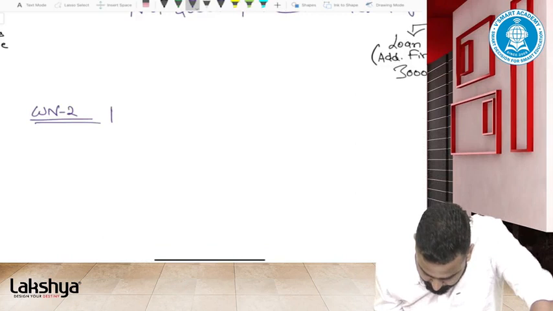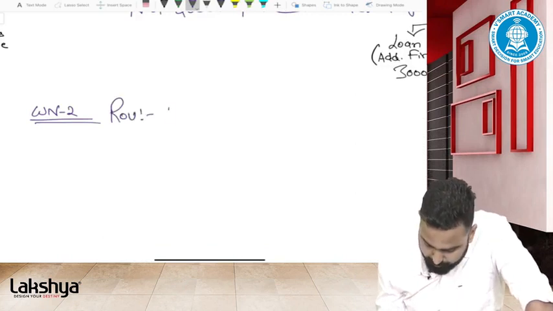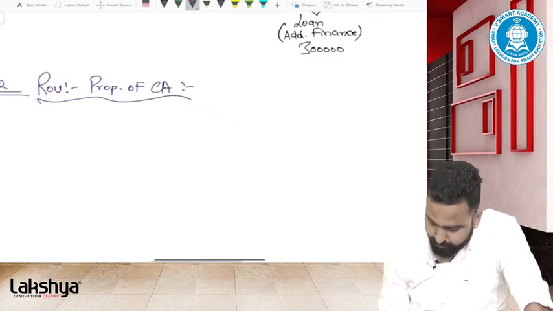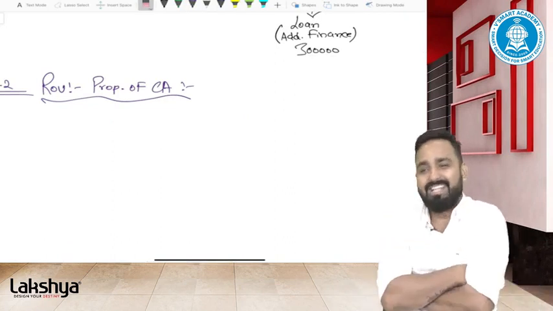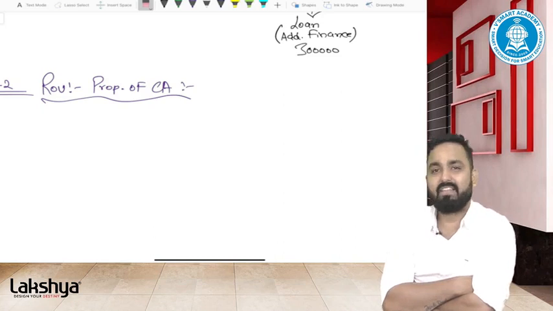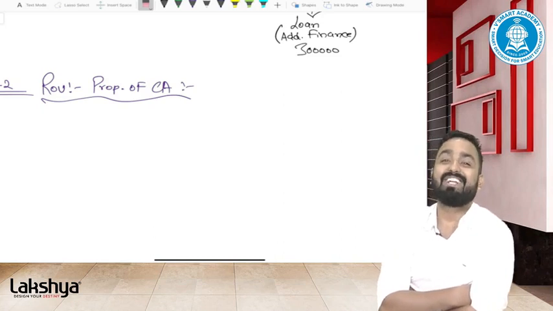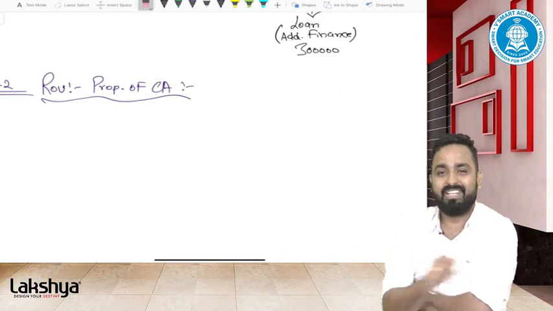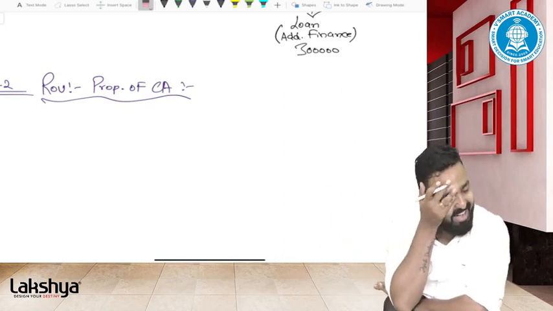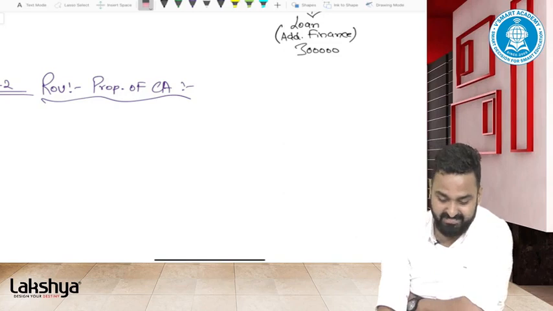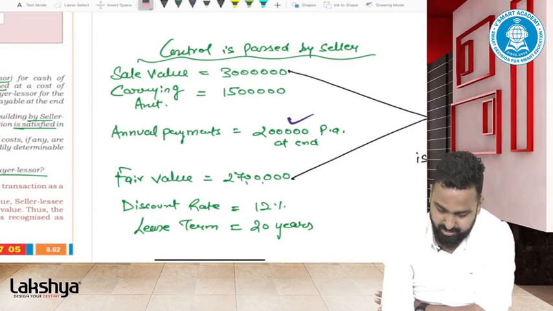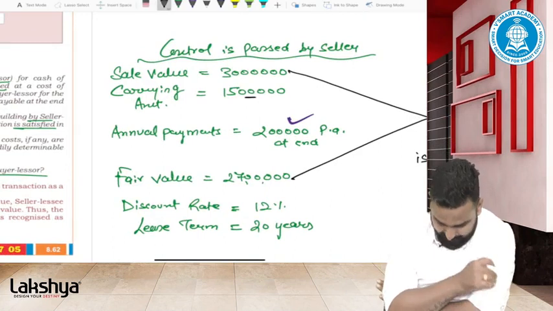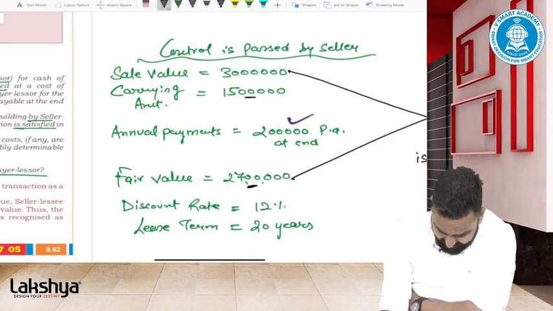ROU. Proportion of carrying amount. So, no. Please tell me the figures. I was taking 7,50,000 based on examples 1, 2, 3. How to calculate ROU asset? All the figures are written over here. We might need carrying value. We might need fair value.